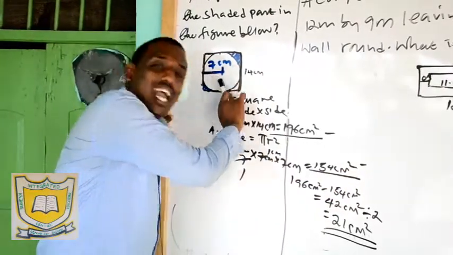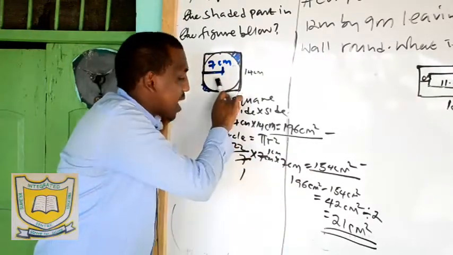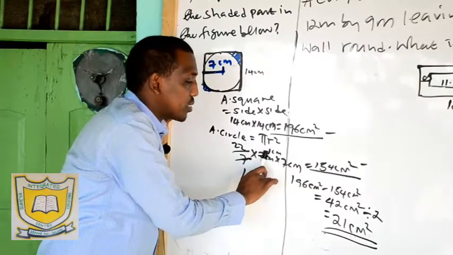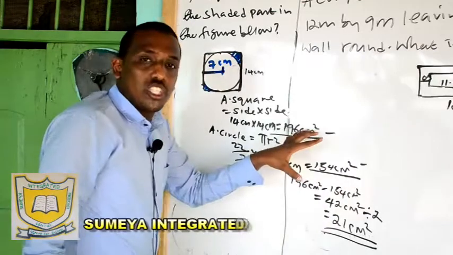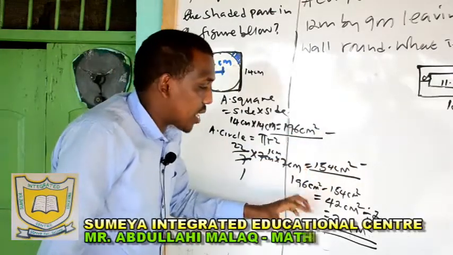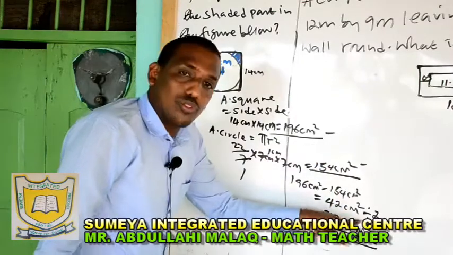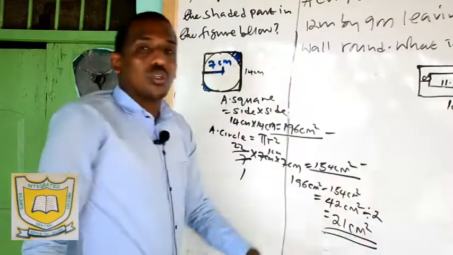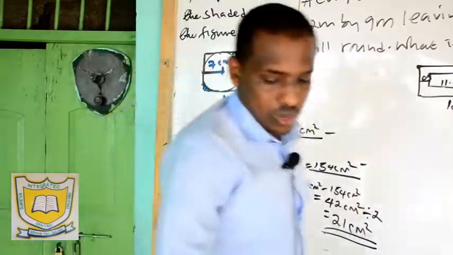What is remaining is the circle now. Area of the circle is equal to pi r squared. 22 over 7 times r, which is 7, squared, times 7. 7 by 1, 7 by 1. 22 times 1 centimeter is 22 times 7 is 154 centimeter squared. To get the area of the shaded part, you subtract the 2 figures. Then 196, that of the square, minus the circle, you get 42 centimeter squared. The 2 parts which are shaded, divide by 2, you will get 21 centimeter squared. If 3 parts are shaded, divide by 3. That's how we do.